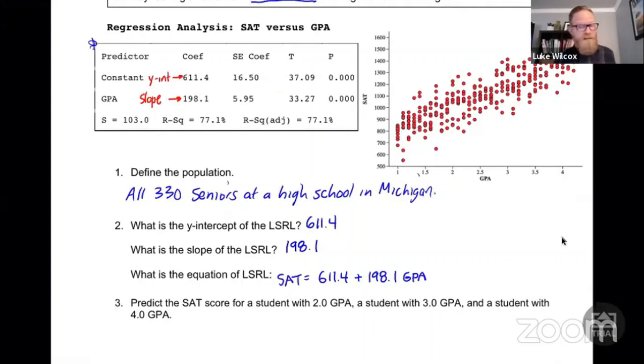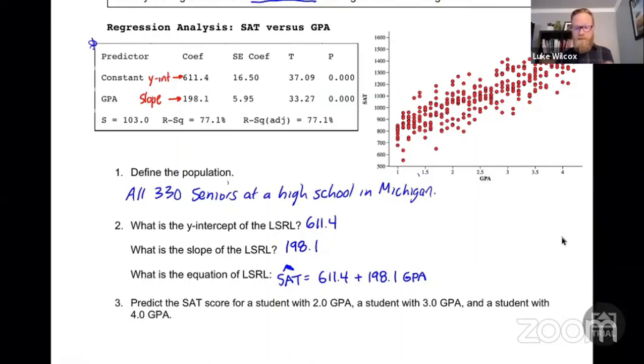And then the last thing that I think is super important here: a tiny little symbol, a little hat over the SAT. What that means is predicted SAT. Because remember, the whole point of this least squares regression line is so that we can choose an X value, or a GPA, and then hopefully make some sort of prediction about what the SAT score would look like for that particular GPA.